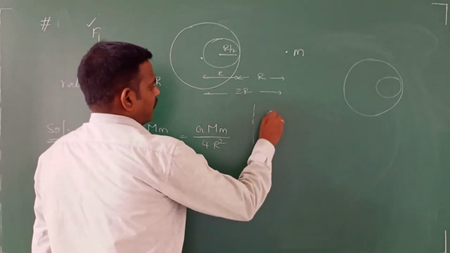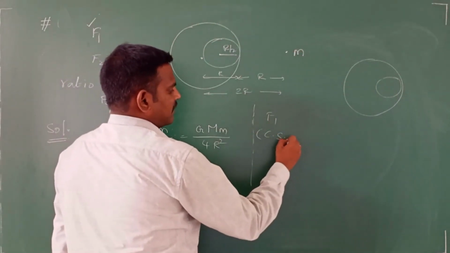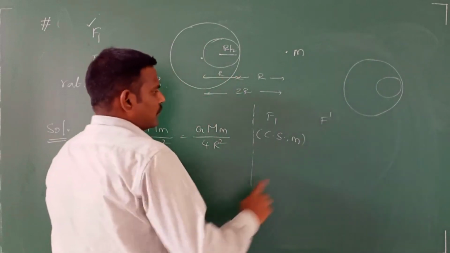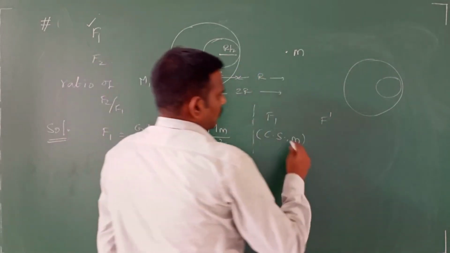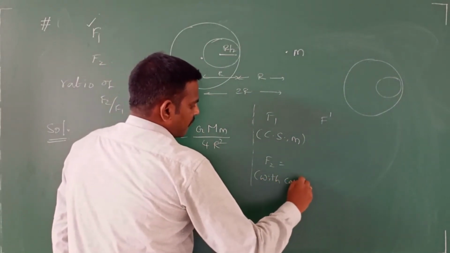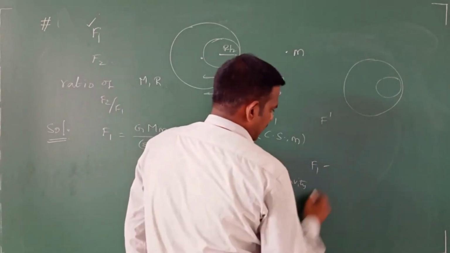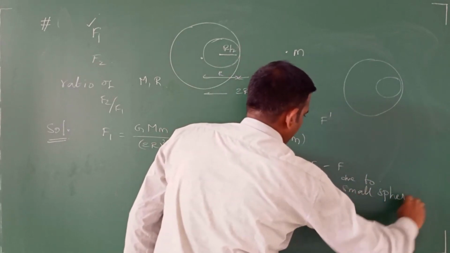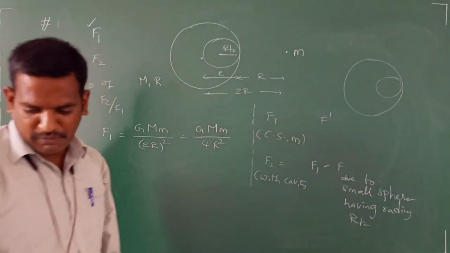Let us suppose F1 is the force of attraction between the complete solid sphere and mass M. Okay, force of attraction between the complete sphere and mass M. And let us suppose F prime is the force of attraction between the small solid sphere having the radius of r by 2 and mass M. Now actually F2, the force of attraction with cavity, will be nothing but F1, the complete force of attraction, minus the force due to the small sphere having radius r by 2.